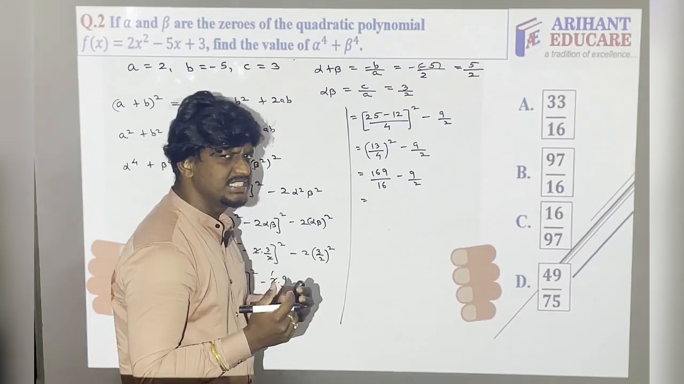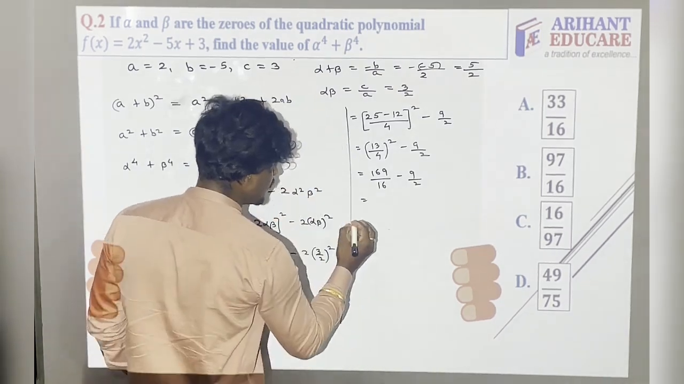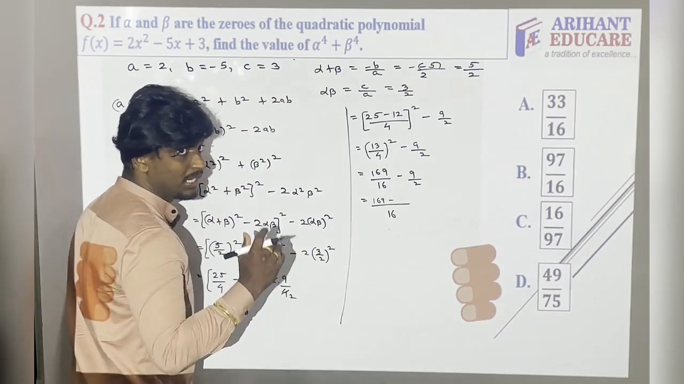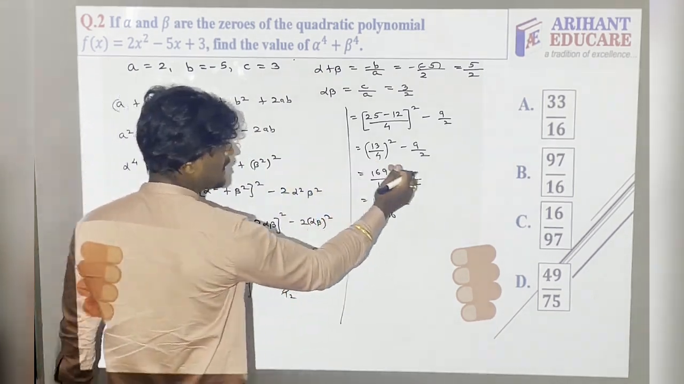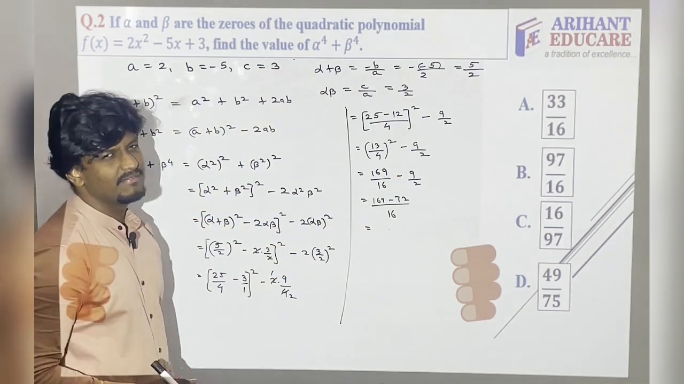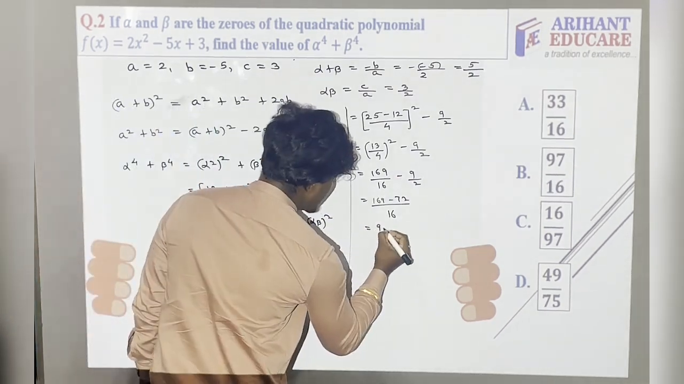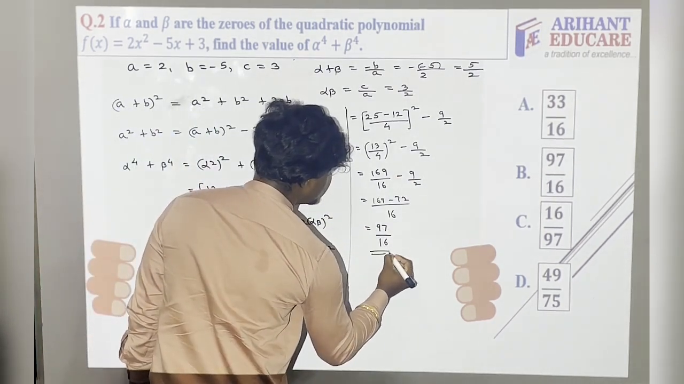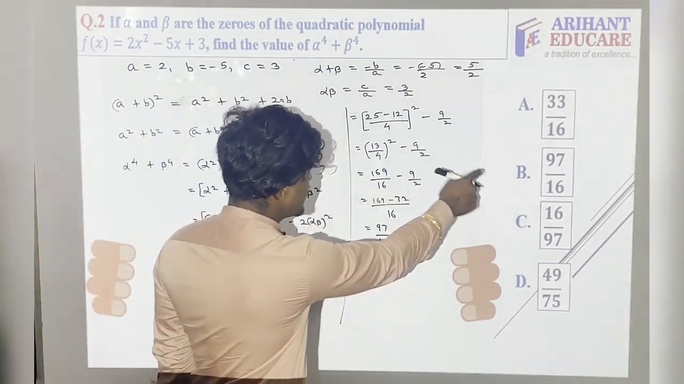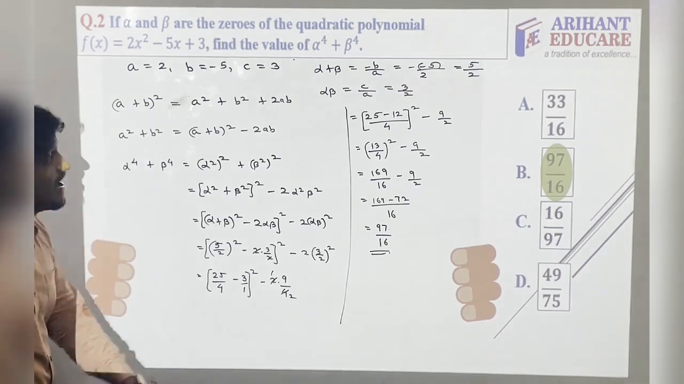Guys, LCM of 16 and 2, I guess LCM is a pretty easy one right now. The LCM is going to be 16. I've got 169 minus 2, I have to multiply by 8 to make it 16. So when I multiply 9 by 8, I get 72. 169 minus 72, simple subtraction. I'm getting 97 upon 16 as the final answer. Do we have any option as 97 upon 16? Yes, we do have. It is 97 upon 16.